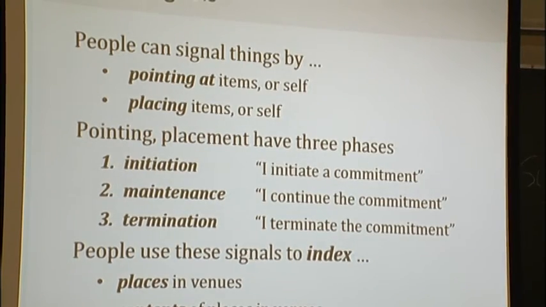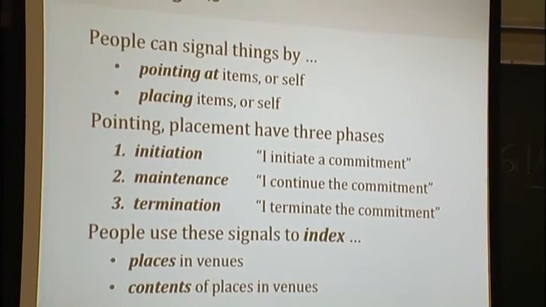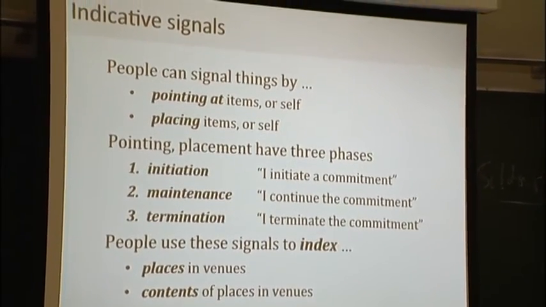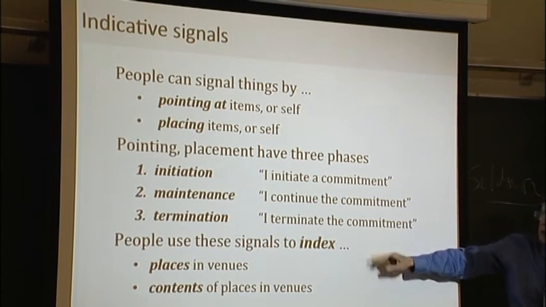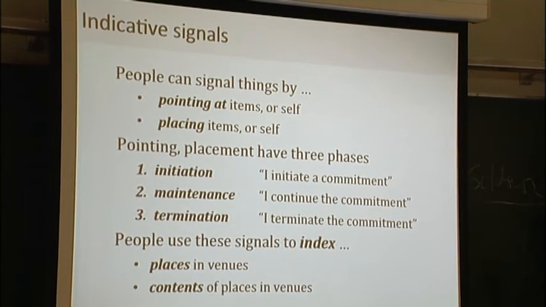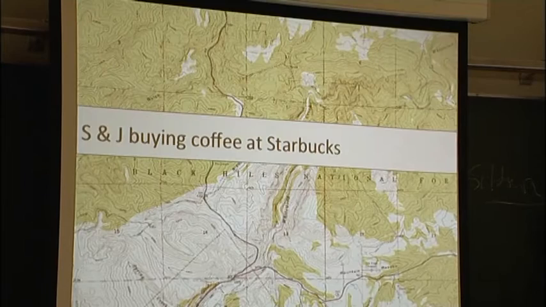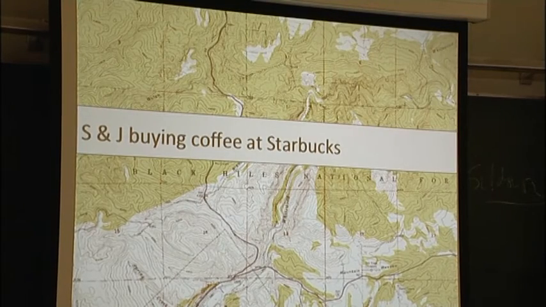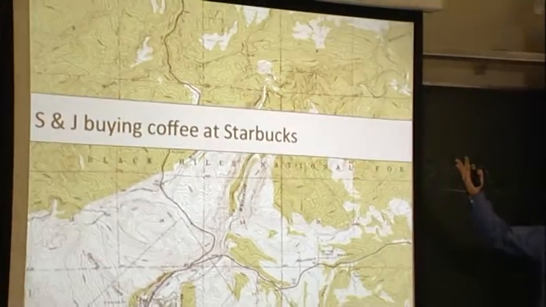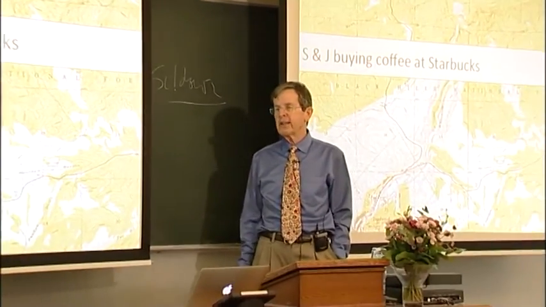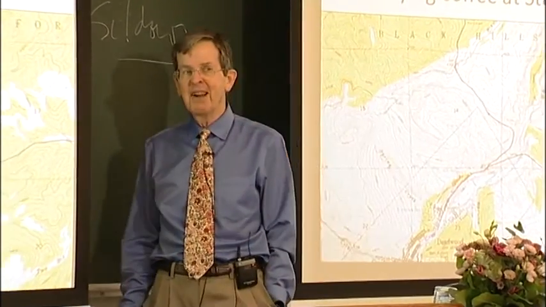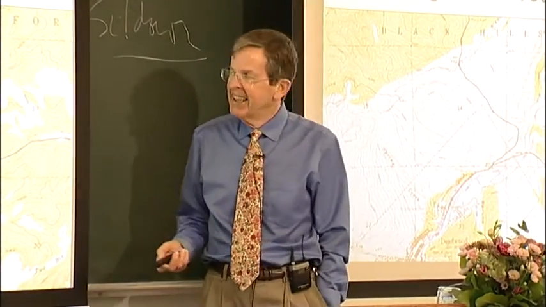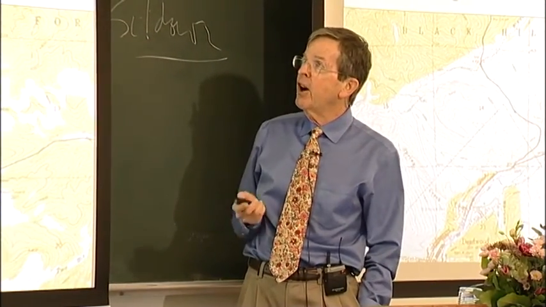Anyway, all of these are indicative signals, and so what I've been arguing here is you can signal things by pointing at items, placing items. These three phases are important, and the venues are important. I'm now going to take up a particular venue. No, I'm first of all going to give my two friends, S and J. I promised them not ever to give their names. But if you ask me, I might tell you. Anyway, this is S and J buying coffee at Starbucks.